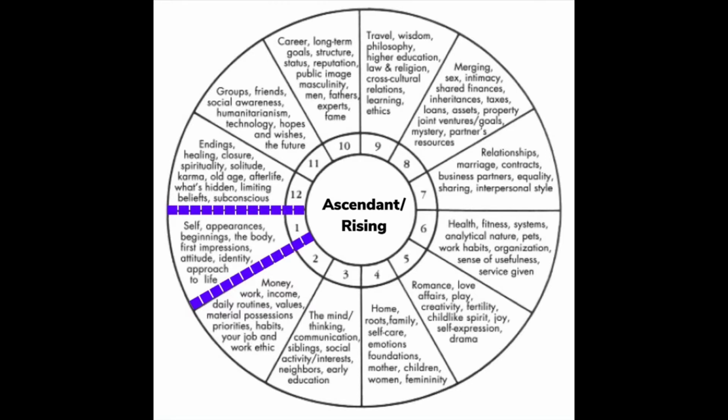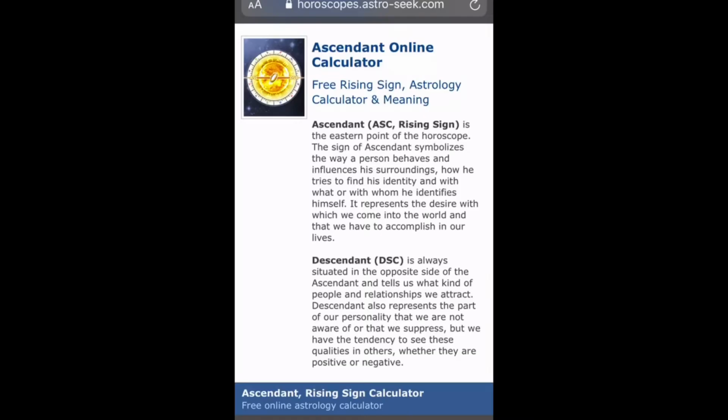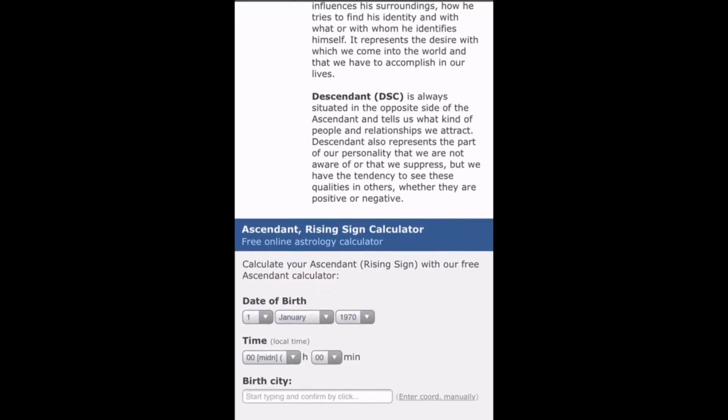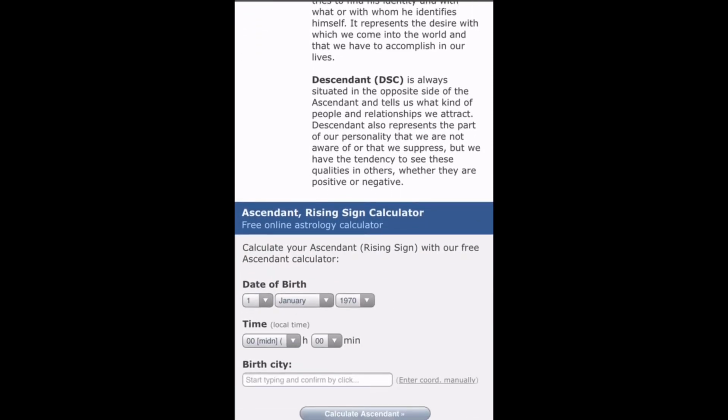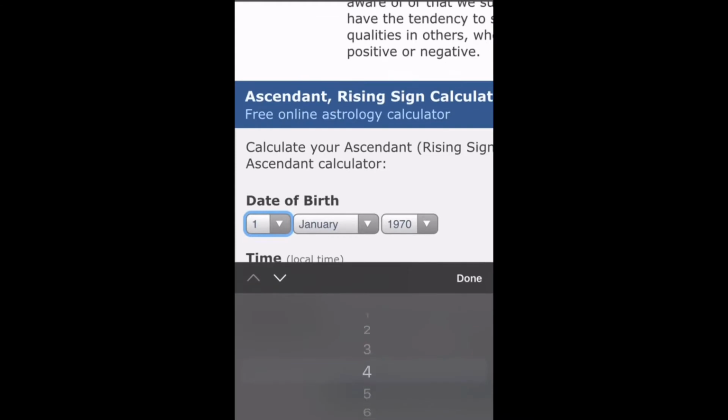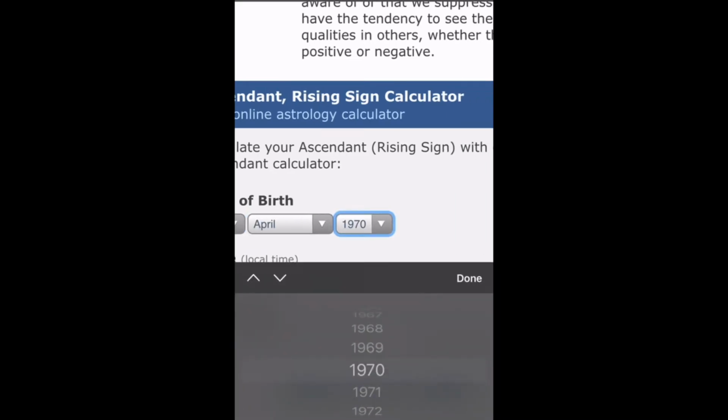Now, when we're talking about how to calculate the ascendant sign, it's fairly easy. You just Google birth chart calculator or rising sign calculator. Both of those searches will give you where you need to go in order to compute all that information. What you need is your date of birth, the city you were born in, and then you also need to know your time.